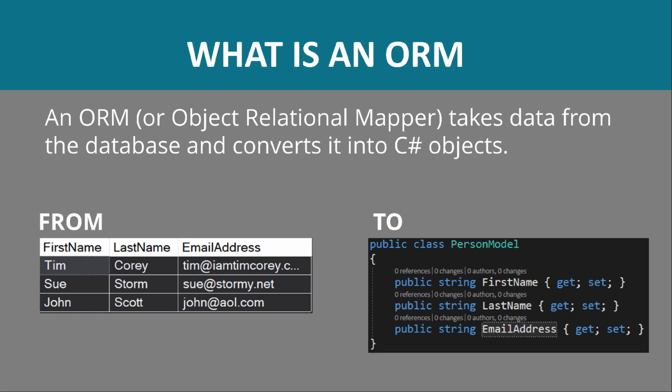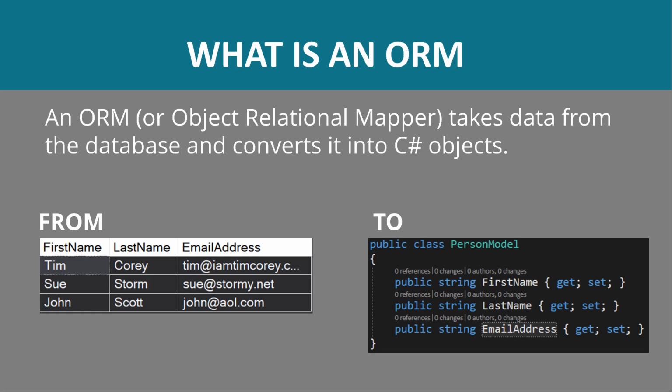Okay, notice on the left-hand side we have our database. We have our rows and columns. The columns are first name, last name, and email address, and the rows are Tim Corey, Sue Storm, John Scott. Okay? Now we take that structure and we convert it into a structure that C# knows about.